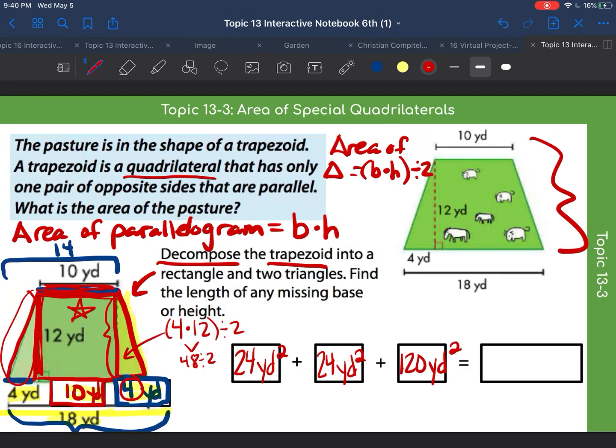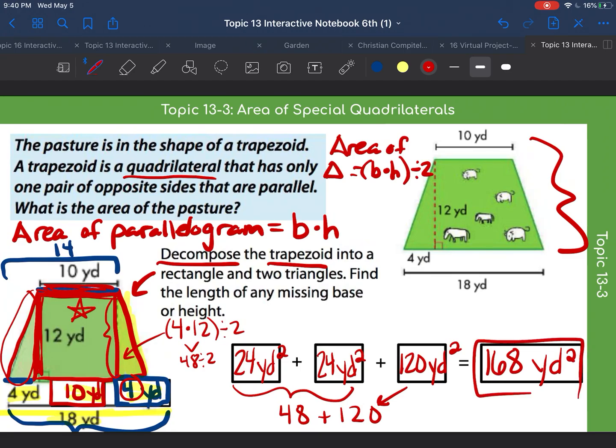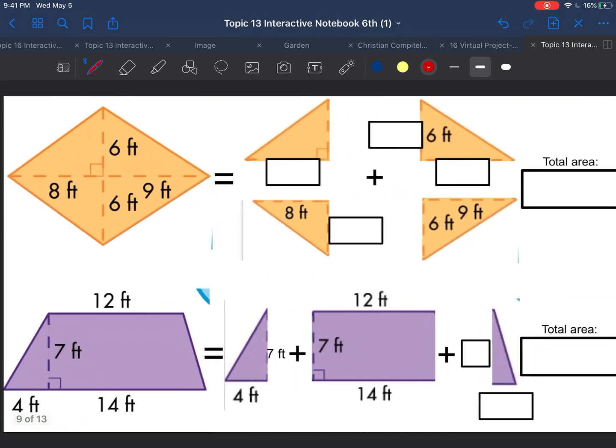So we find the individual areas, and then we have to add them together. So we have 24 plus 24, which is 48. 48 plus 120 would be 168 yards squared for the total area of our pasture. So that's really all we do. We just have to break up the shape into shapes that we can find the area of. So let's look at a few more examples.